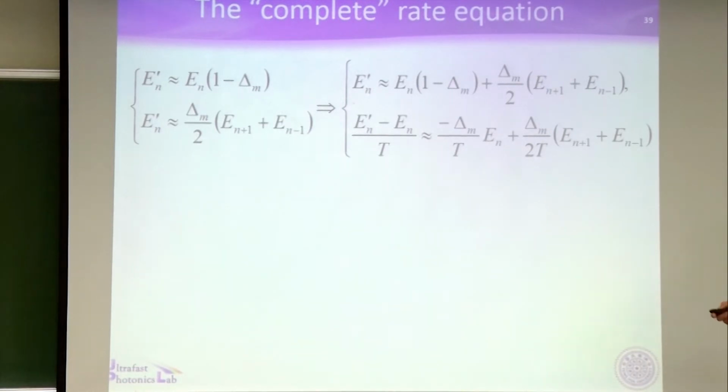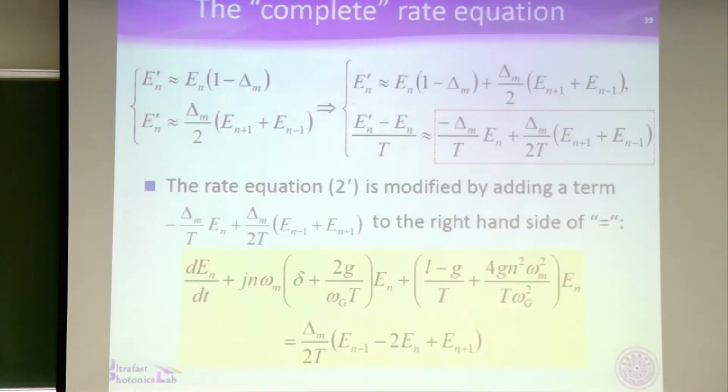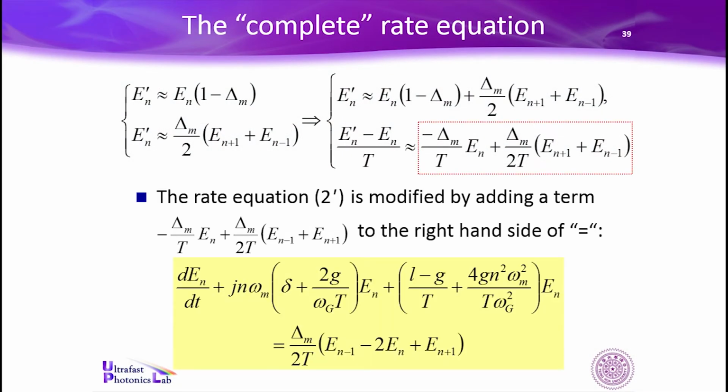So this is the combination. The contribution to itself is a loss effect. The contribution from the neighbors is a gain effect. Combining them together, you got the total equation like this. Okay, this is your answer to your question. And rewrite this one by dividing by big T, the round trip time, you got this. And now you may wonder, why do we need to do so? Because we want to transform a difference equation into a differential equation, right? So this is the result.